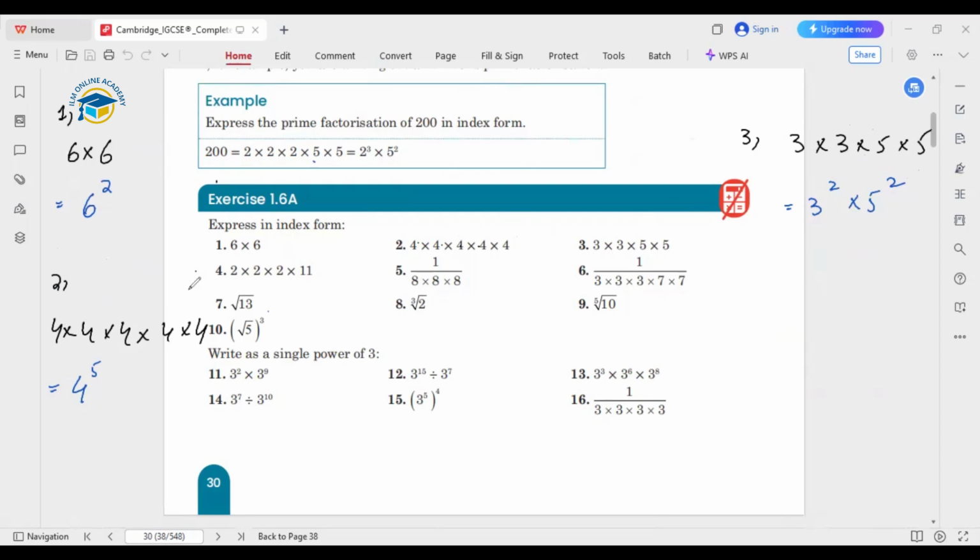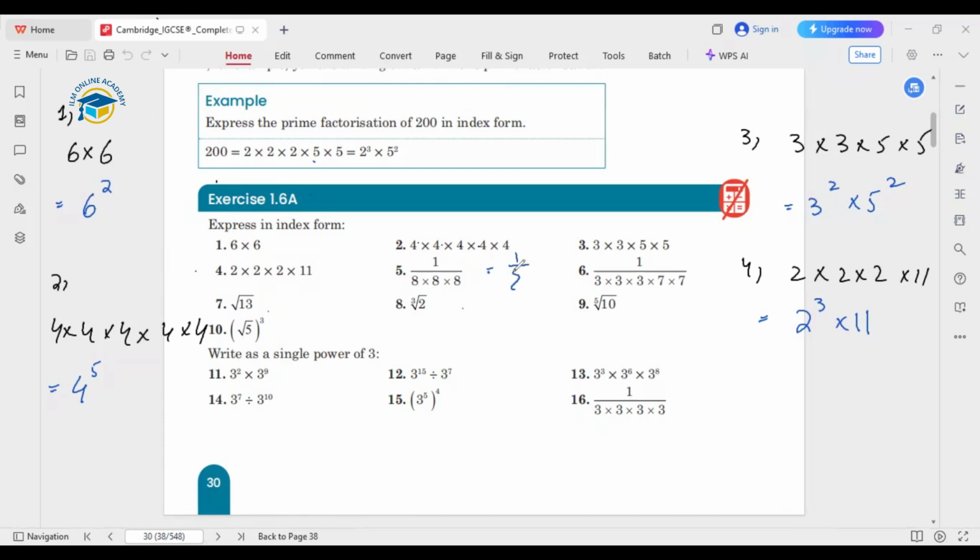Next, for the fourth part, we have 2 times 2 times 2 times 11. If a number is not written in the form of powers, you can just deal with it separately. As 2 has been given 3 times, we can write 2 raised to the power 3 times 11 for this fourth part. Okay, let's go on.